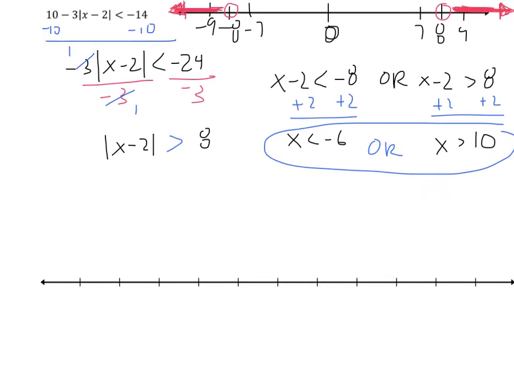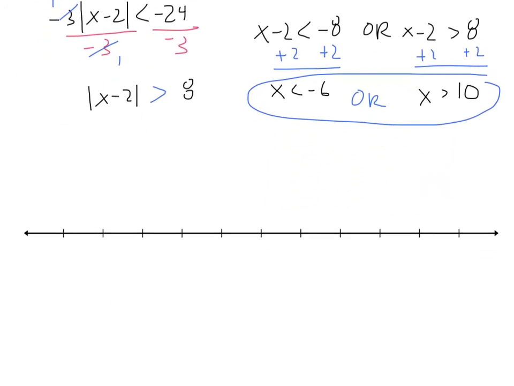So our final graph, let's put that here. Let's do 0, negative 2, negative 4, negative 6, negative 8, negative 10, 2, 4, 6, 8, 10 over here. x is either less than negative 6 or bigger than 10, so it would look like this. Negative 6 is not a solution, but all the numbers less than negative 6 are. 10 is not a solution, but all the numbers greater than 10 are solutions. And there you have it: x is less than negative 6 or x is greater than 10.